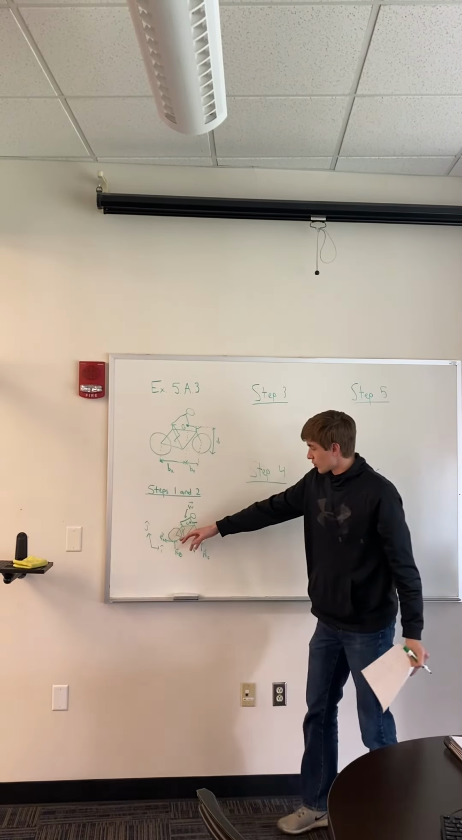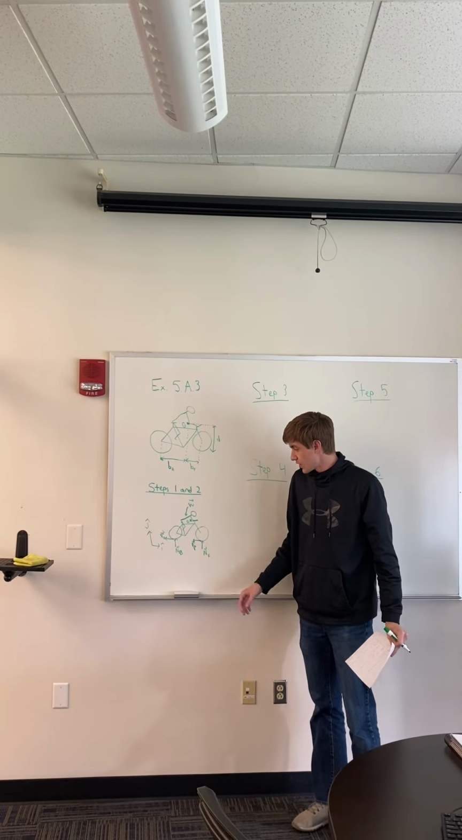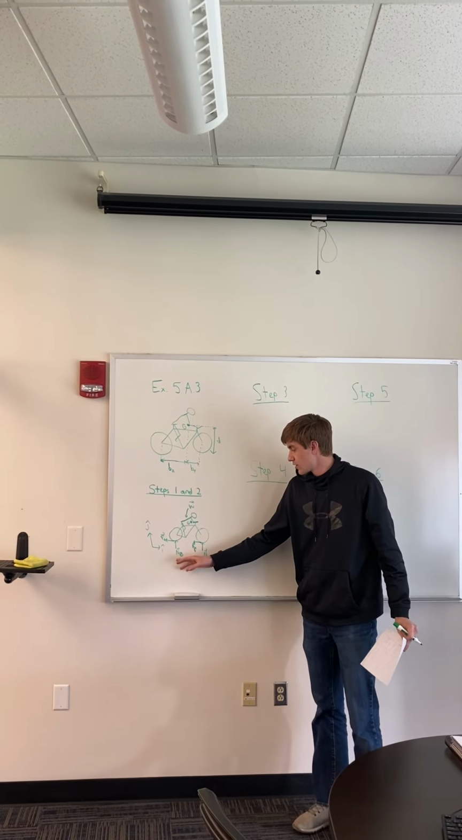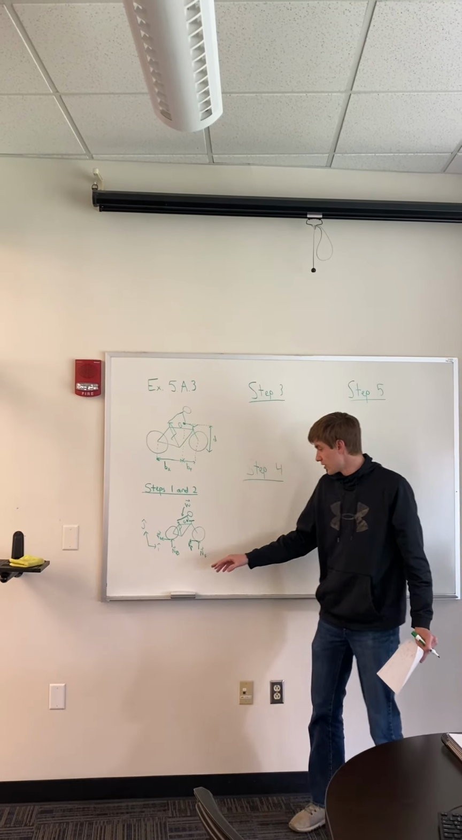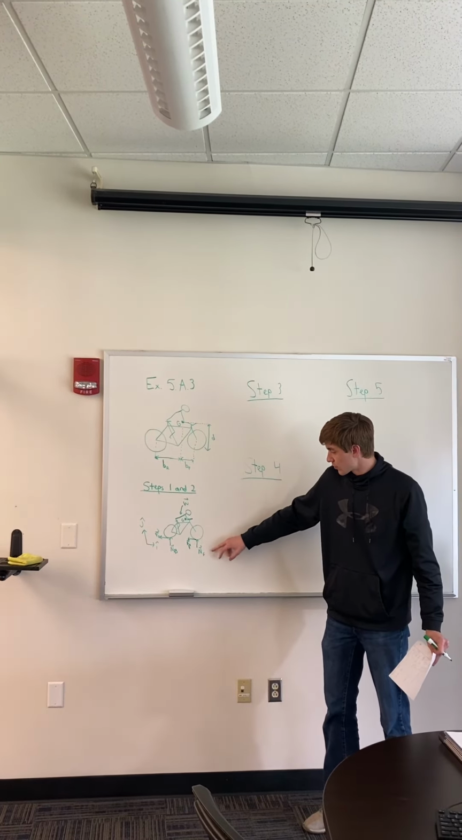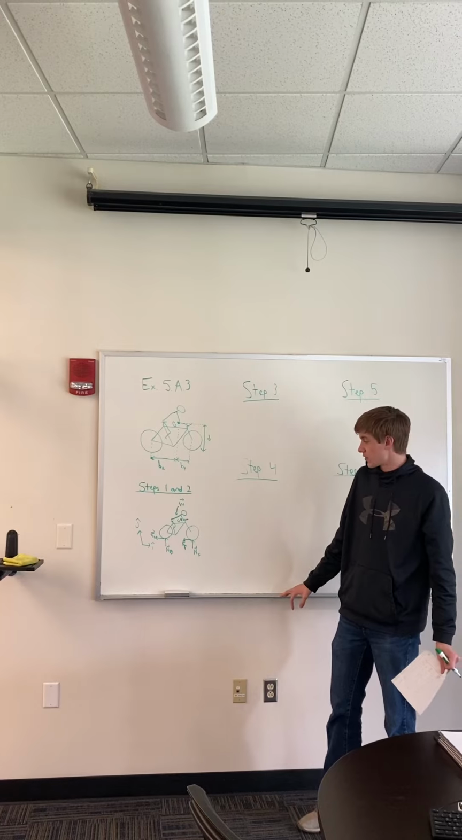So here you can see I've labeled friction F with a subscript B for the rear tire, normal force N with a B for the back tire as well, and then our forward tires both have subscript of F to keep the forward tire straight.